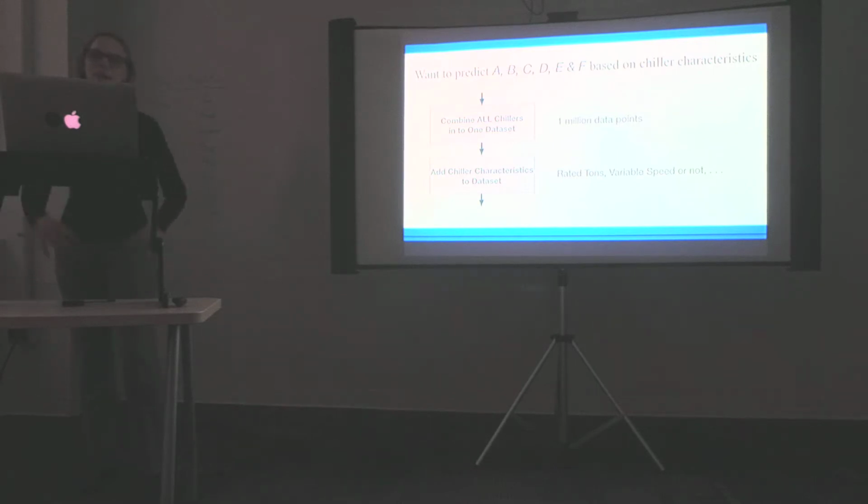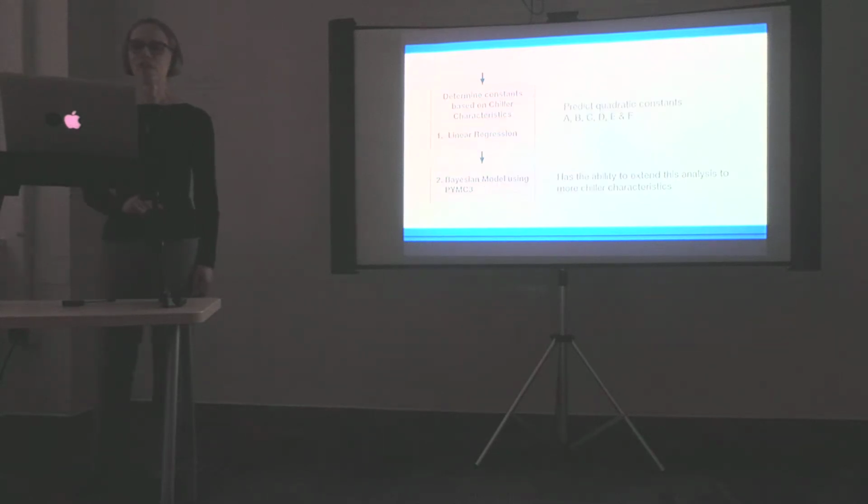So I combined all my data into a single data set and then added these characteristics of the chillers. Using linear regression, again, I was able to predict these constants. I also used a Bayesian hierarchical model, although I was only able to get the single chiller, and it remains for future work to expand that to the chiller characteristics.